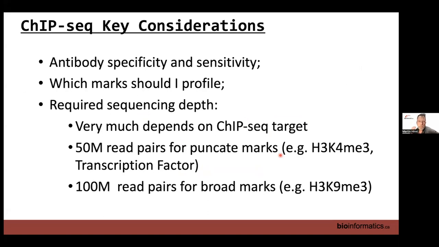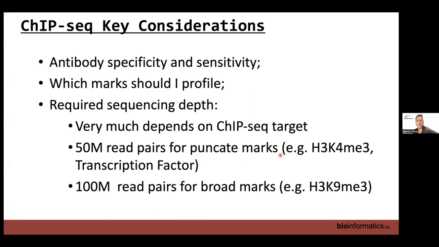Okay, so what are some key considerations for ChIP-seq? Well, first of all, antibody specificity and sensitivity. As you know, ChIP-seq involves the use of an antibody to enrich for DNA-protein interactions, or the protein that's bound to the DNA. So antibody specificity and sensitivity is key. You should also be thinking about which marks you want to profile. It depends on your particular research question. Some favorites in the community include H3K27 acetylation that marks active enhancers and tends to be one of the most dynamic features of the epigenome. Also Polycomb, H3K27 trimethylation. This tends to be a mark that is often disrupted in human diseases, including cancer.